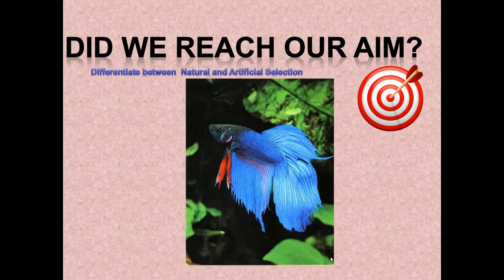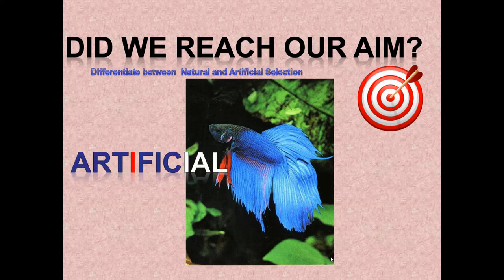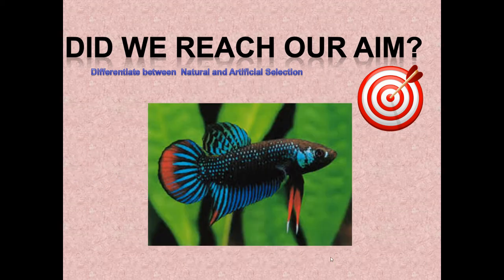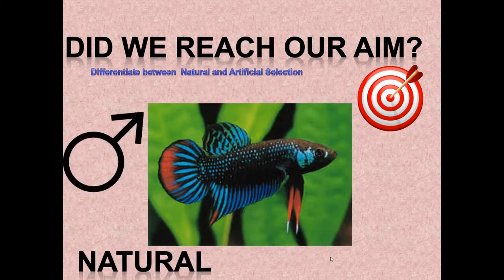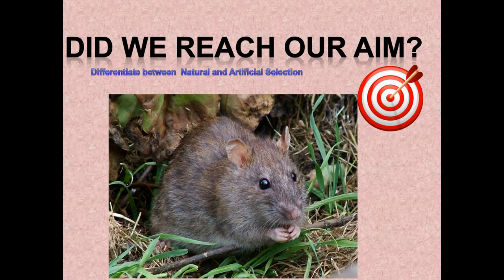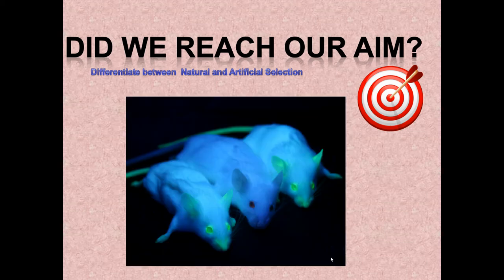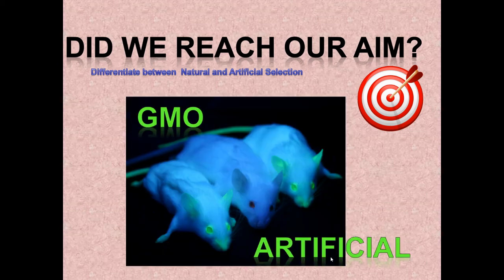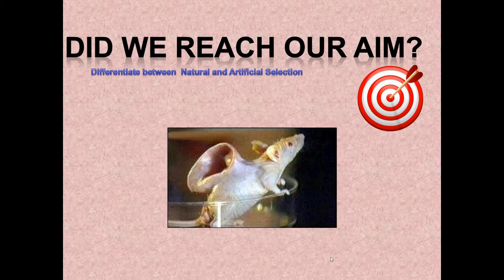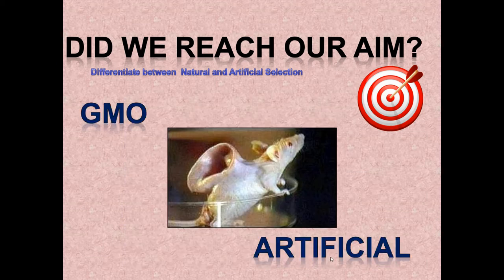How about the betta? This one is artificially selected. The males that we buy in the fish store. This is what males really look like. That's naturally selected. How about the rat? Again, an invader species in the United States, but it's naturally selected. How about this guy? Artificial. How about that guy? Artificial GMO. This one, definitely artificial. GMO, it's real. They grew a human ear on the back of a laboratory rat.